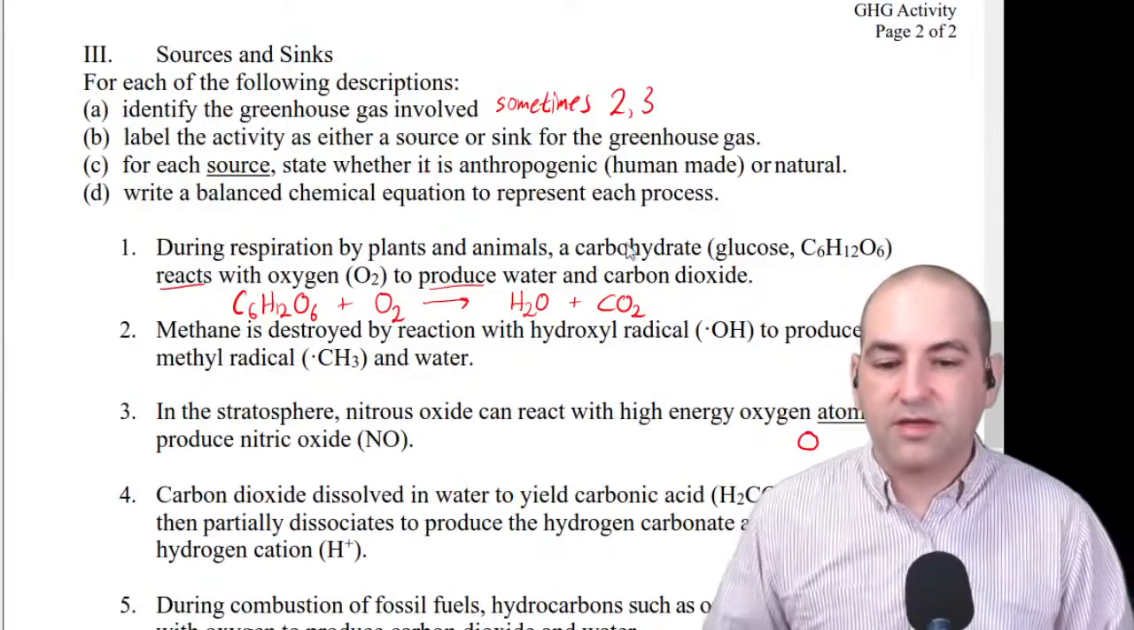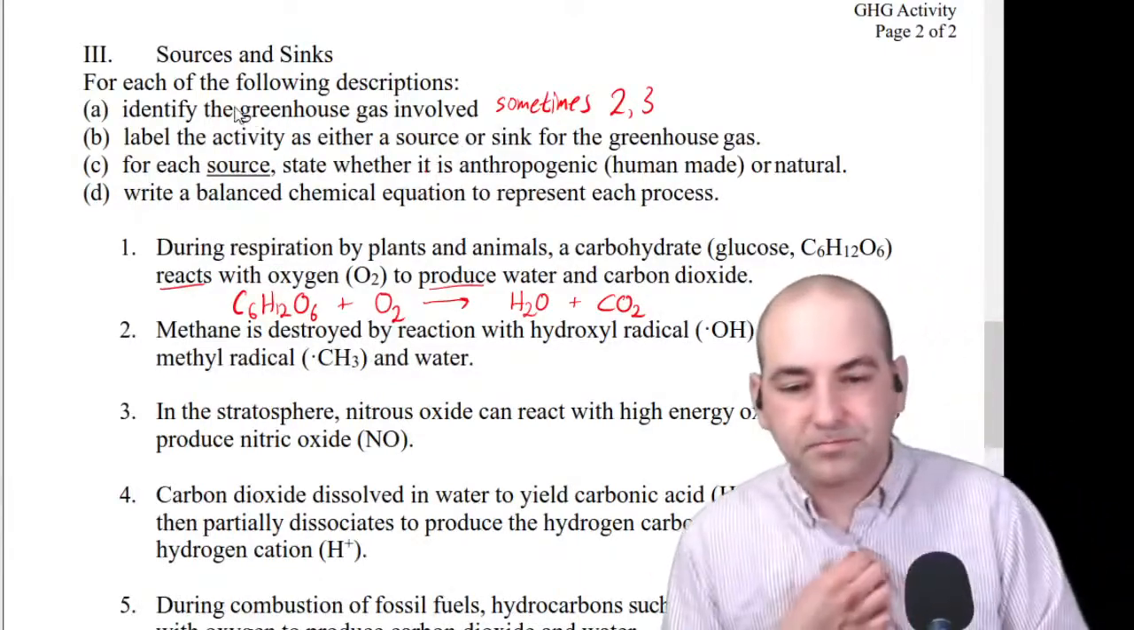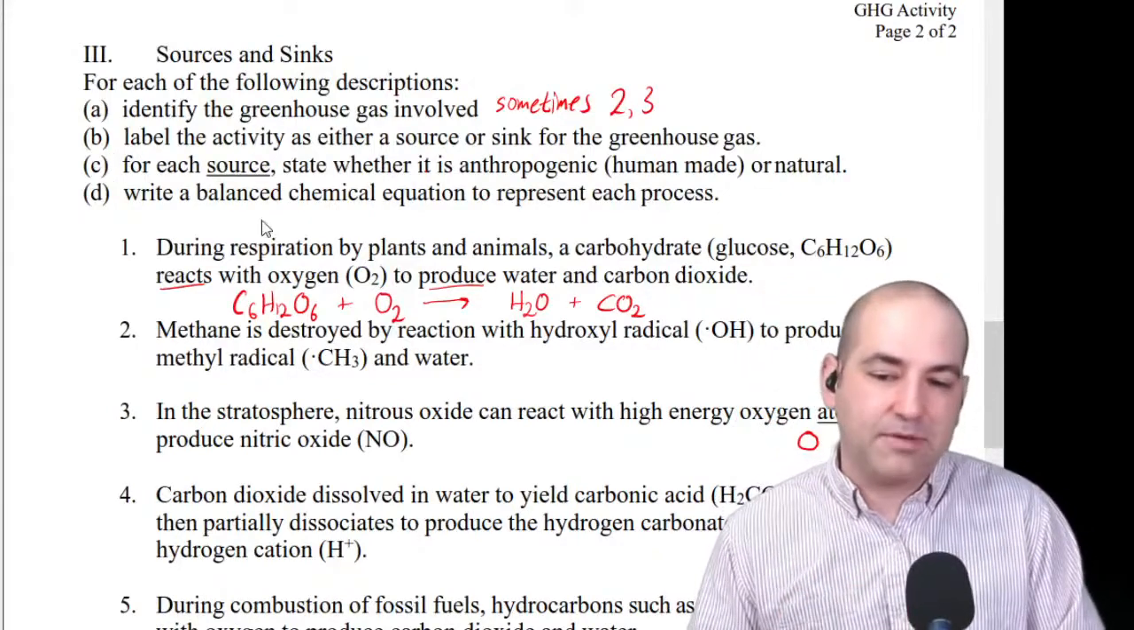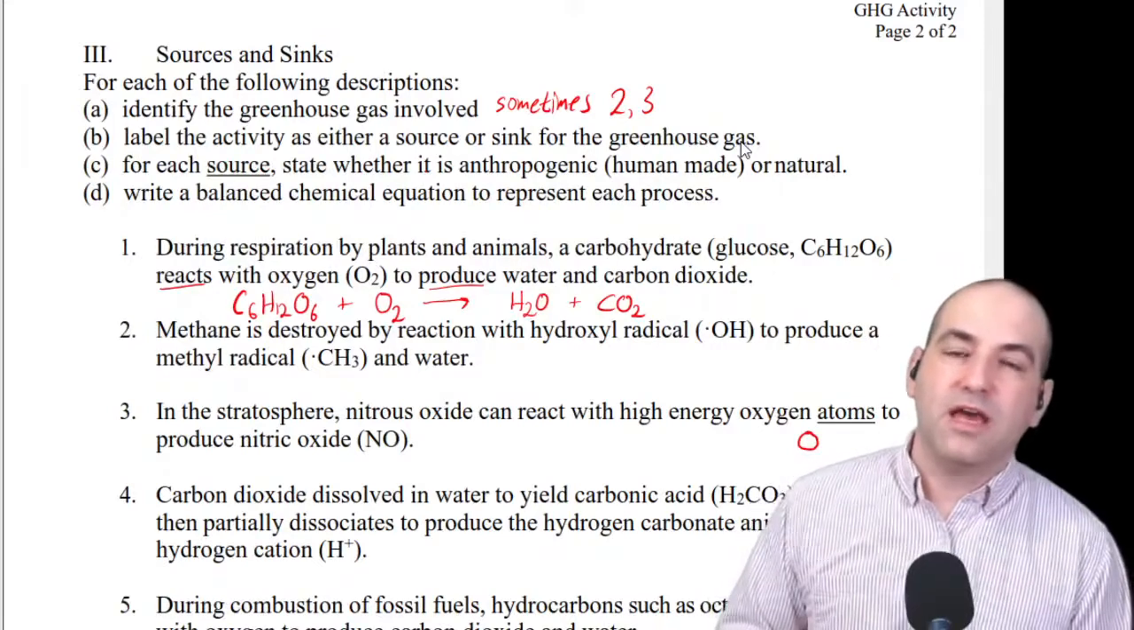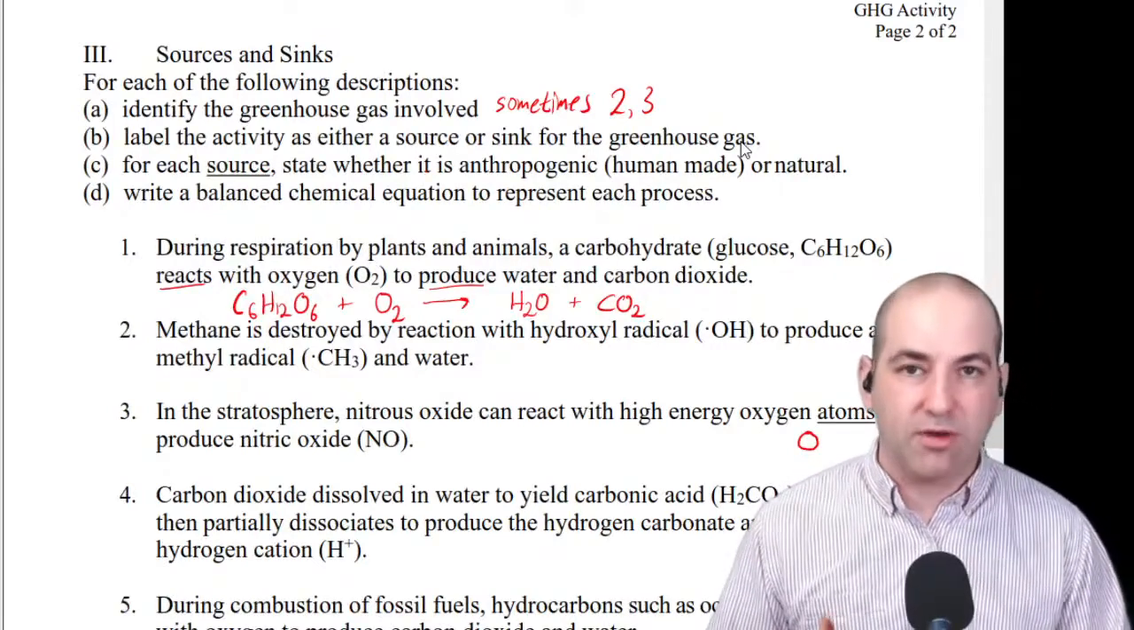So you identify the greenhouse gas involved. It could be a couple. And then, is this thing that's happening a source or a sink for the greenhouse gas? If it's a source, that means that the greenhouse gas is produced by this process.